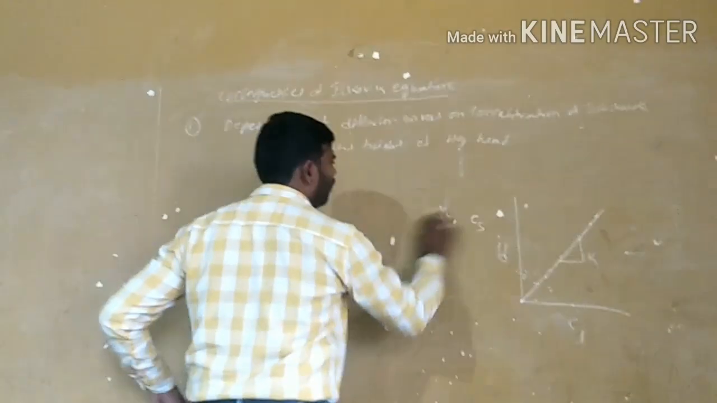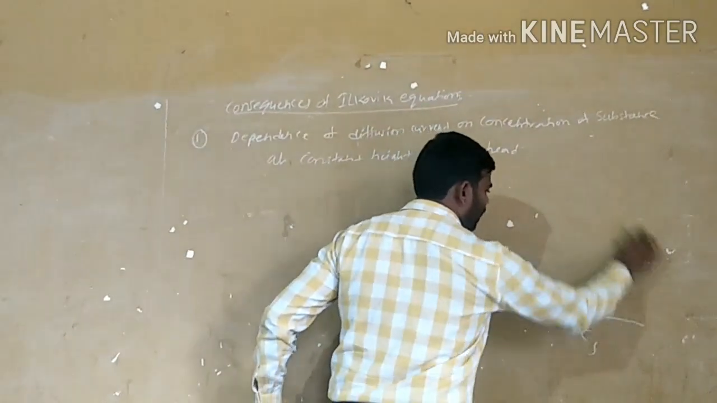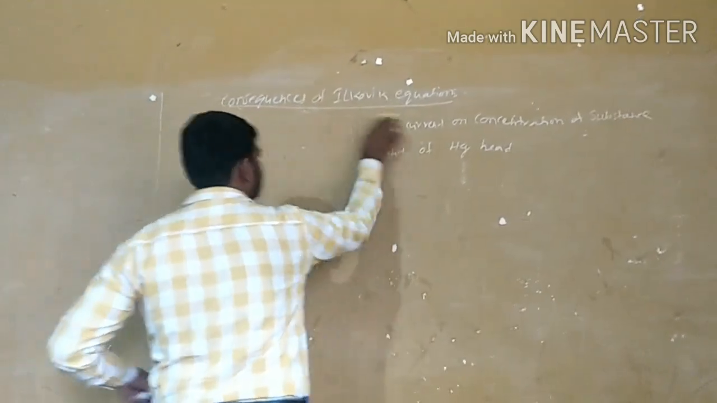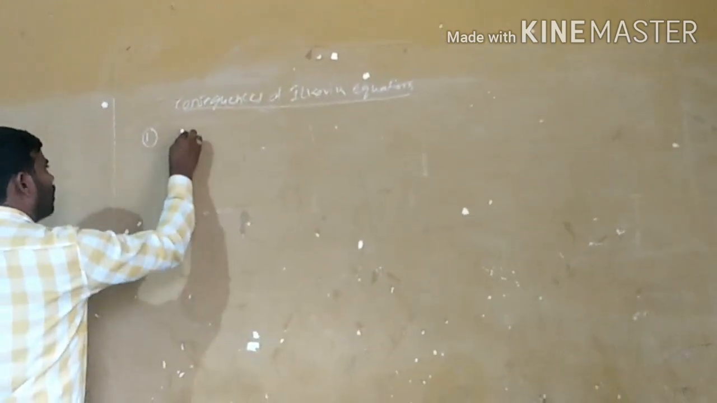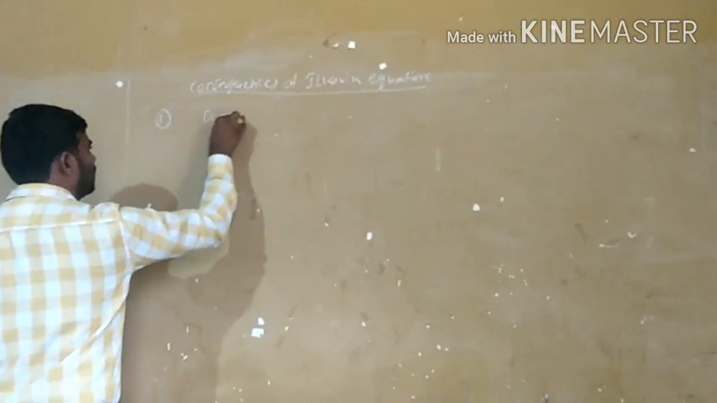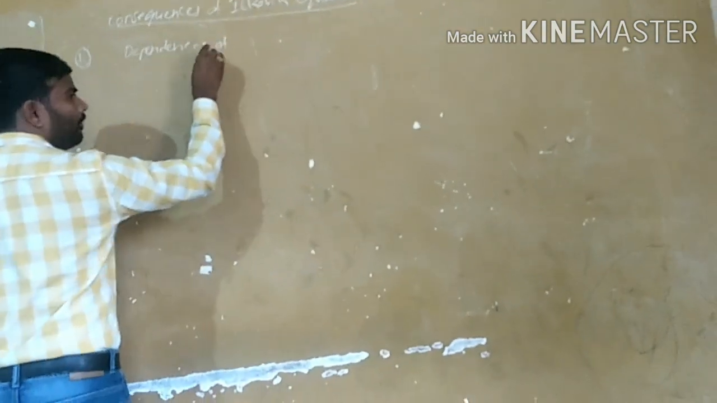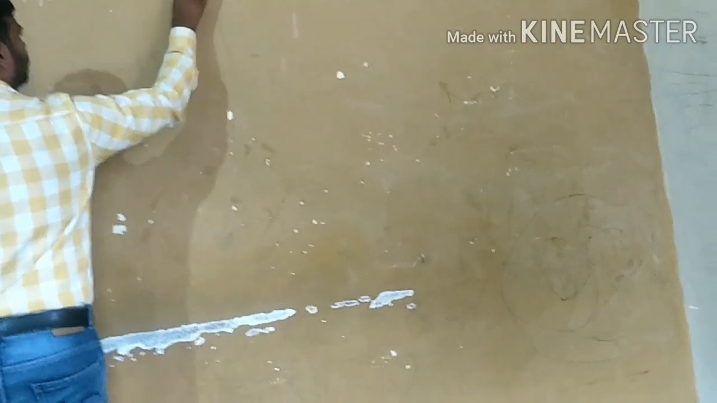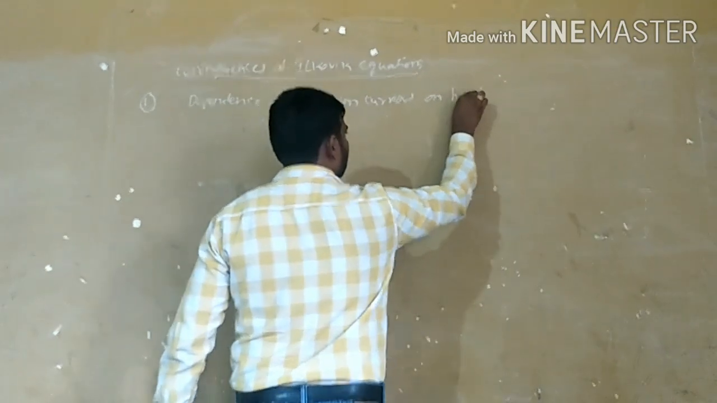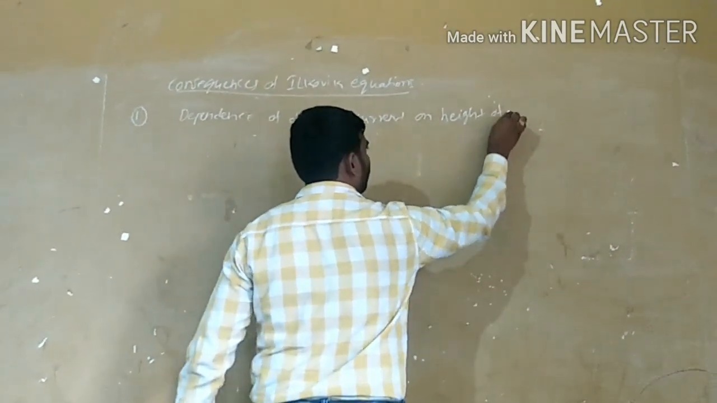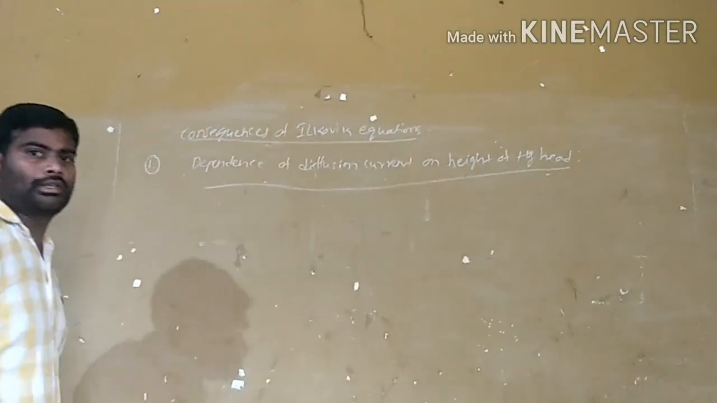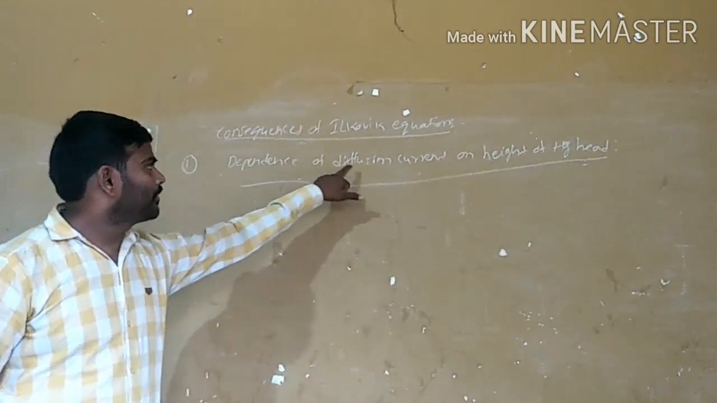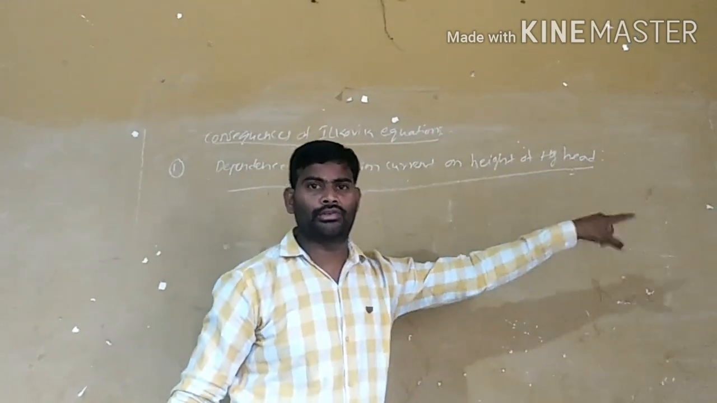The next consequence of the Ilkovic equation, the second consequence, is the dependence of diffusion current on height of mercury head. The second consequence of this Ilkovic equation: dependence of diffusion current on height of mercury head.